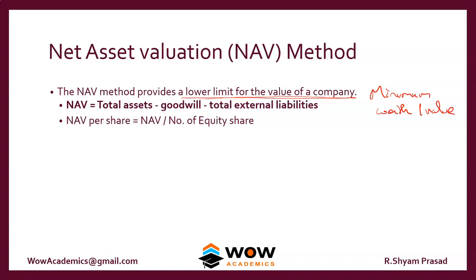So the formula works like this: NAV equals total assets minus goodwill minus total external liabilities. So you take all the assets of your company, reduce goodwill. Why do we reduce goodwill? Goodwill is a fictitious asset, so it is not an asset at all. And minus all the liabilities in your company. The result is the net asset value for the whole company. If you want to find it per share, you use NAV per share. That is, take the NAV computed here and divide it by the number of equity shares, and you will arrive at the NAV per share value.